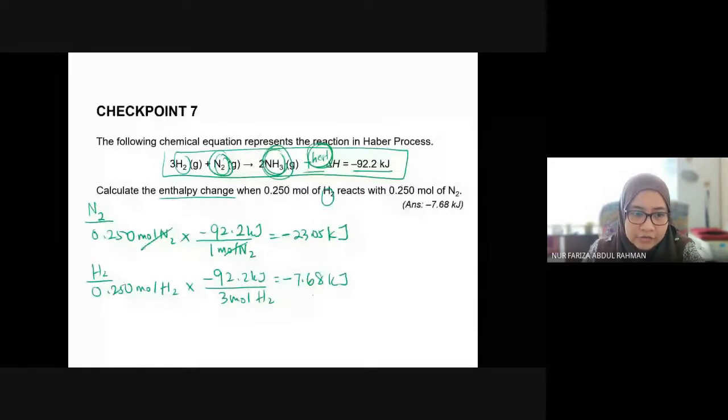So produce the least amount of heat, or produce the least amount of product. Therefore, hydrogen will be completely used up first, it runs out first. Okay, therefore, hydrogen is the limiting reactant. If you already know hydrogen is the limiting reactant, that means to answer this question on enthalpy change, you will use the mole of H2.